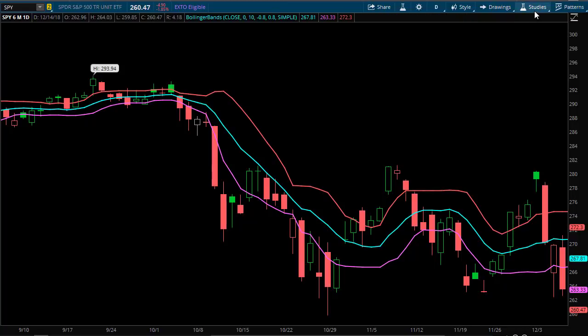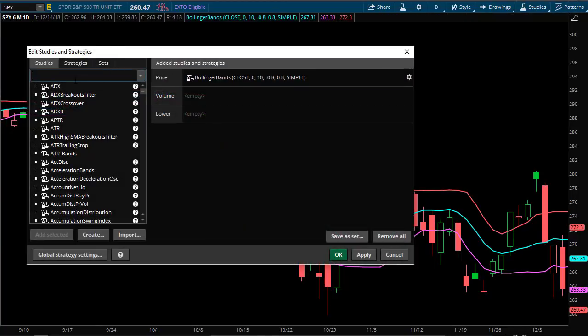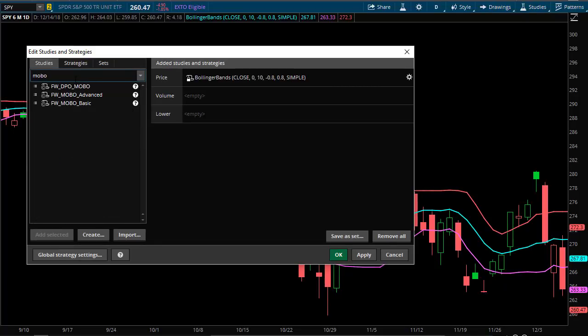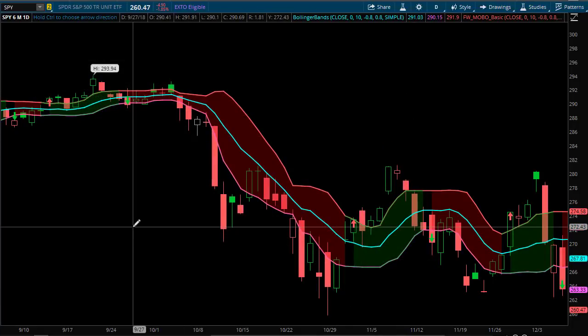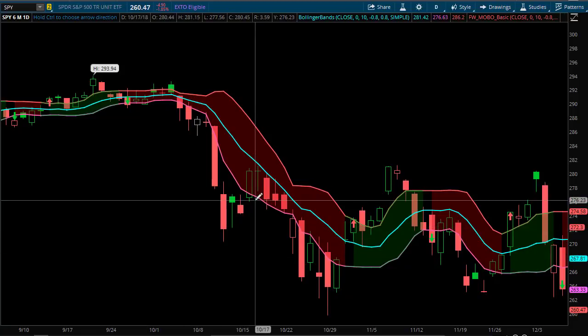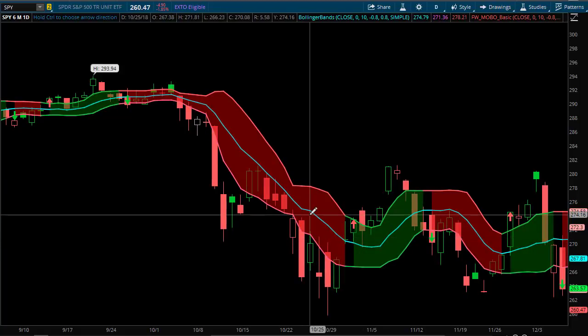So what I'm going to do right now is go ahead and add the Thinkorswim study, which makes it a little bit easier. It's called the FW_MOBO basic. I'm going to put that on there. I'm going to leave the bands on here, and you'll see how they line up. So now you can see that the MOBO band exactly lines up with that modified Bollinger Band, but it actually does the super fancy thing of changing the colors, right?